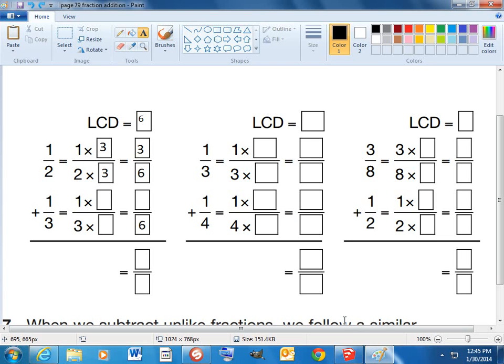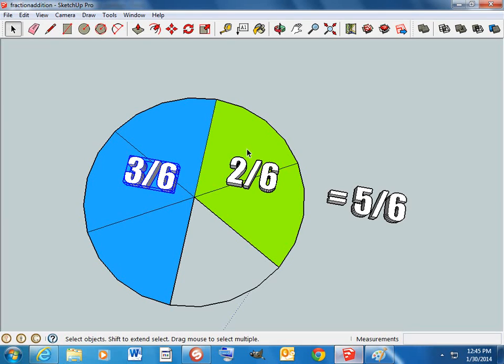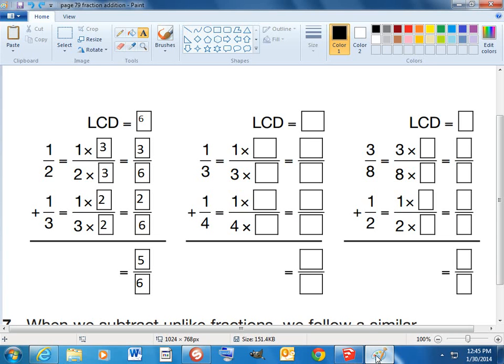Let's go back here and keep going on this problem. The bottom, 3 times 2 is 6. There's the 2. Since I have to do the same thing to the numerator and denominator, I'm going to do that on the top of the fraction. 1 times 2 is 2. So there we have 2/6. And look at this. Remember earlier in the drawing, we had 2/6 and we got 5/6 for the answer. And watch what happens here. If we add the numerators, 3 and 2, we get 5/6.